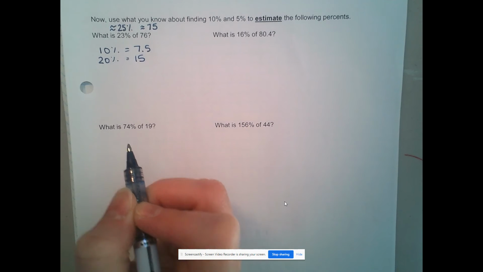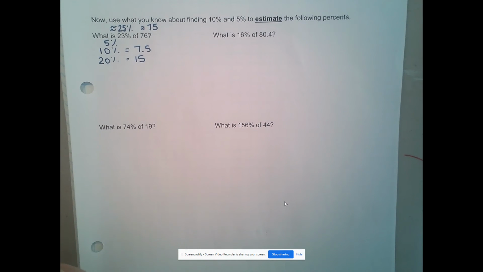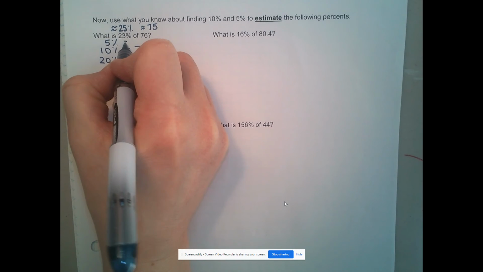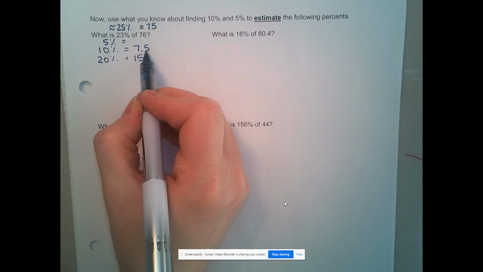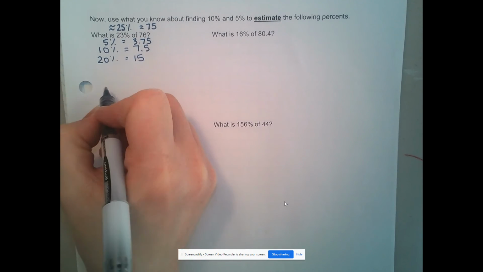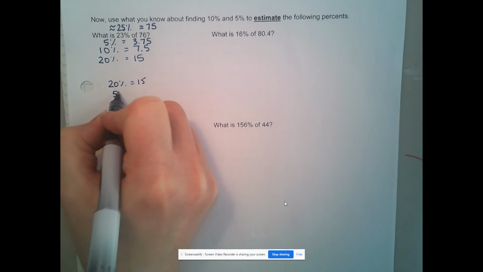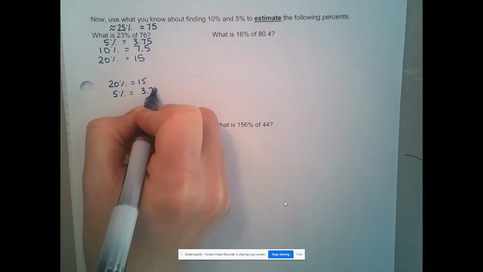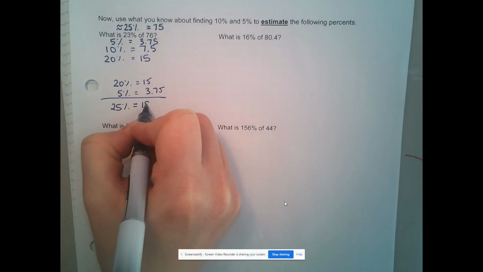Well, what if I tried to go backward and say, well, what's 5%? What's half of the 7.5? Or what's half of the 10%? And that would be 3.75. So I might add together the 20% number, which was 15, and the 5% number, which was 3.75. And there would be my 25% at 18.75.